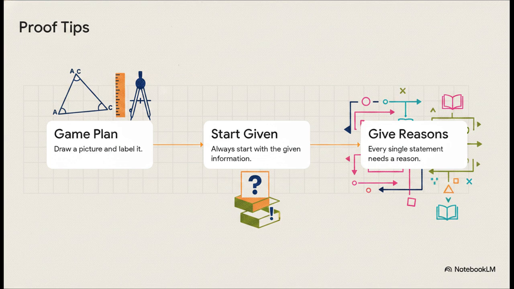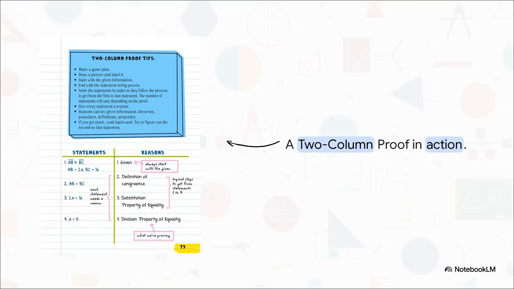You literally cannot make a leap of logic without backing it up with a postulate, a theorem, or a formal definition. Let's move to an example and see how this builds in action. The setup is simple. You have your statements, the math claims you are making, paired right alongside your reasons, which is your legal, logical justification for making that claim. Notice how we start with the given facts right out of the gate. Say we know a line segment is geometrically congruent to another. Our next logical step is to say, well, if they are congruent, their lengths must be equal.